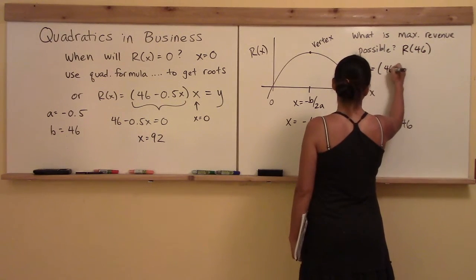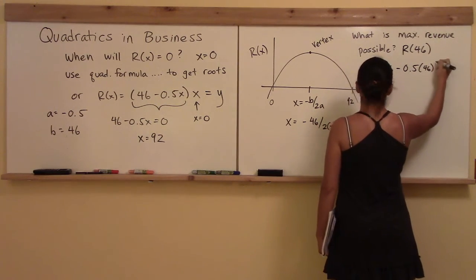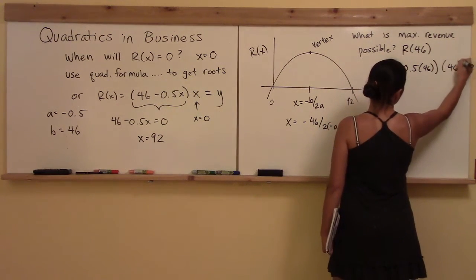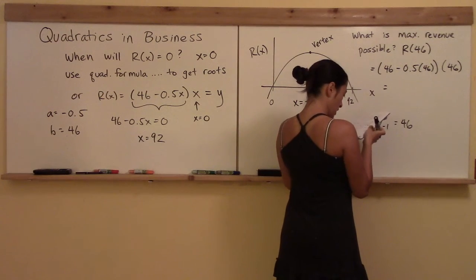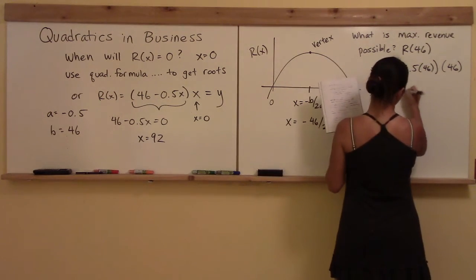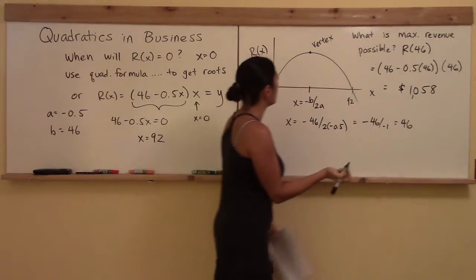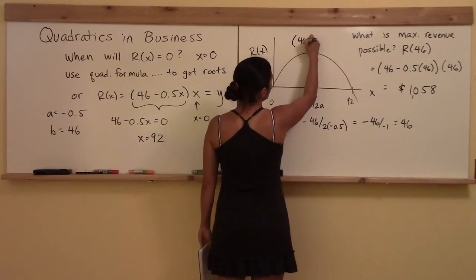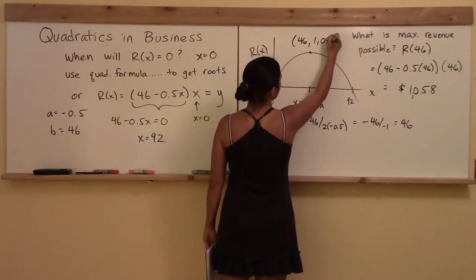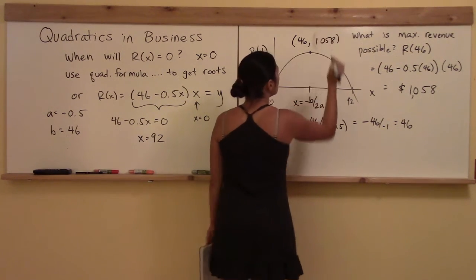So that's going to be 46 minus 0.5 times the x value of 46 times the 46. Okay, and then I already worked that one out. I got 1058, $1,058. So our vertex, if we wanted to write it as a point, would be (46, 1058). Okay, I'll just not have that there so it doesn't confuse.